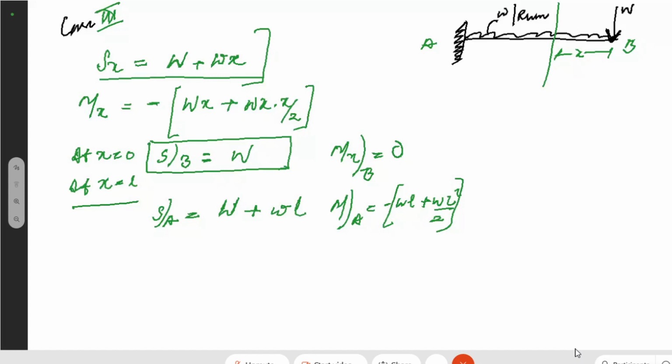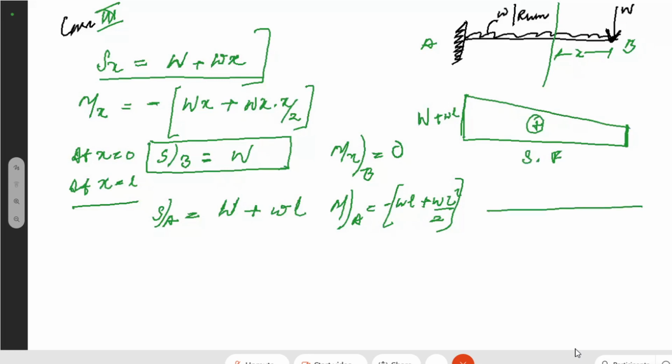Okay. Therefore, drawing the shear force diagram, at point B, you can see the value is W, and at point A, it is capital W plus small wL. It will vary linearly. Simple. This is your positive diagram. This is your shear force diagram. And then when you have to draw its bending moment diagram, again, at point B, it is 0, and at point A, it is this value.